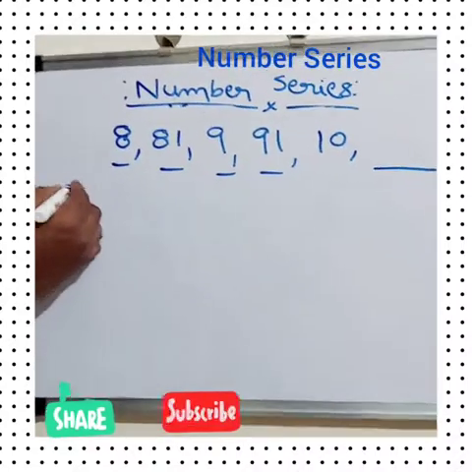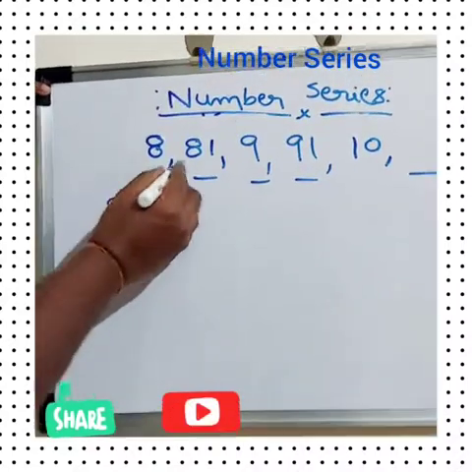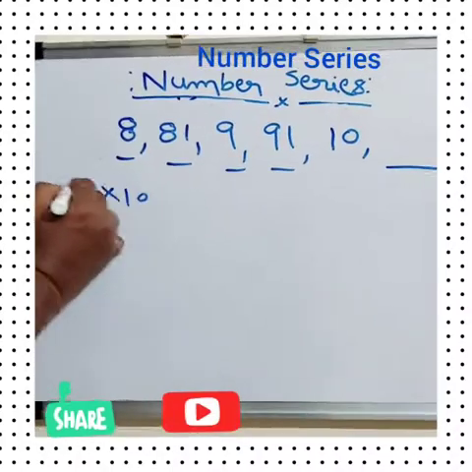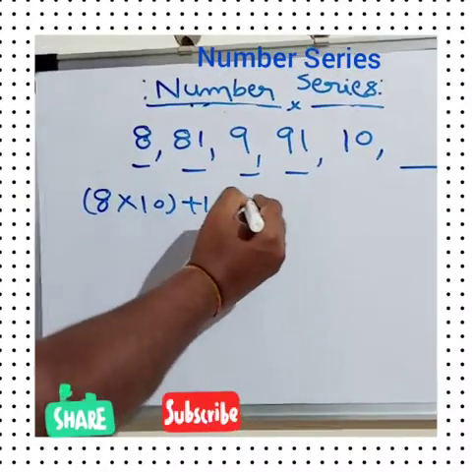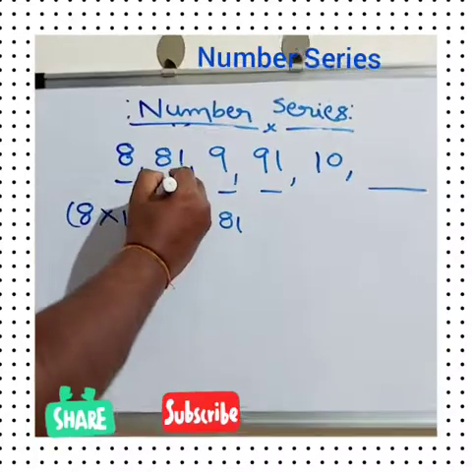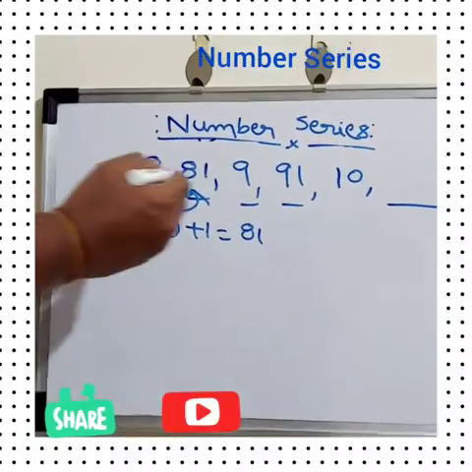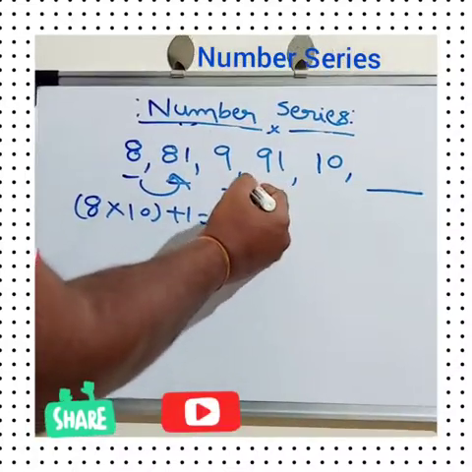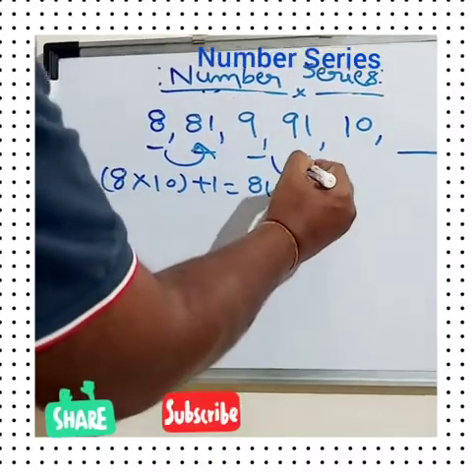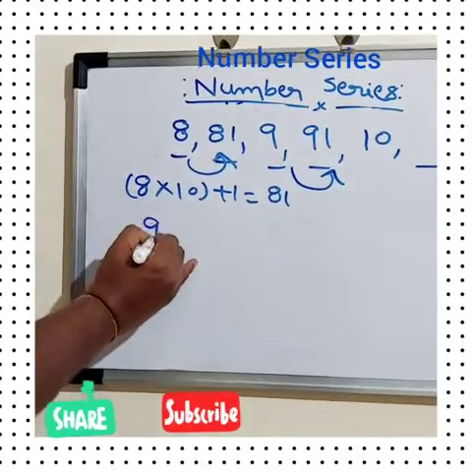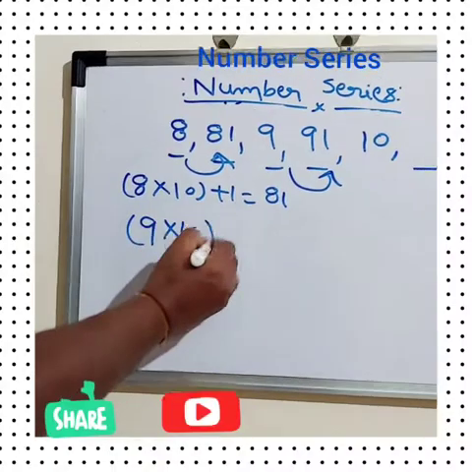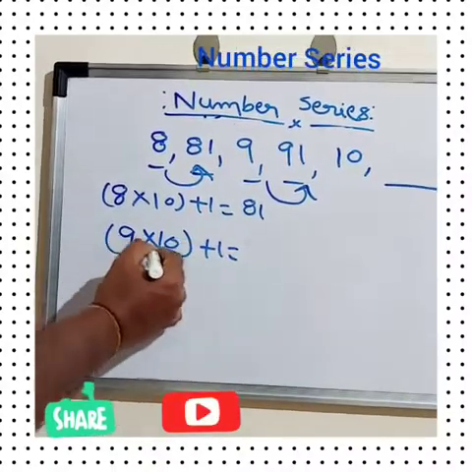What is the logic here? How will you get 81? 8 into 10 plus 1. That will give 81. Similarly, the same relationship also exists between 9 and 91. How? When you multiply 9 by 10, that is 90, plus 1, how much?